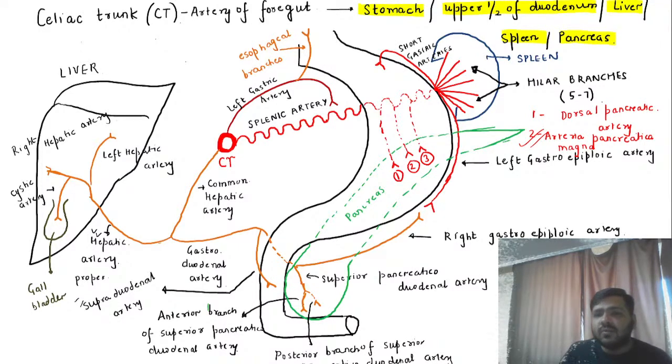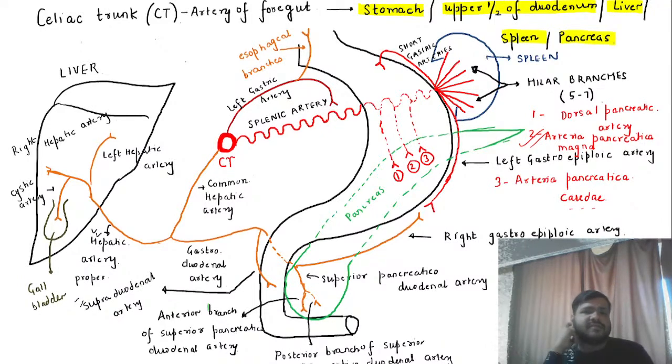And the third one that I have just mentioned over here is the arteria pancreatica caudae, the tail part of the pancreas. We have the tail of the pancreas. I will be discussing the organs in the next session, obviously. So remember that we have the three branches which are directly coming from the splenic artery: the dorsal pancreatic artery, arteria pancreatica magna, and arteria pancreatica caudae.